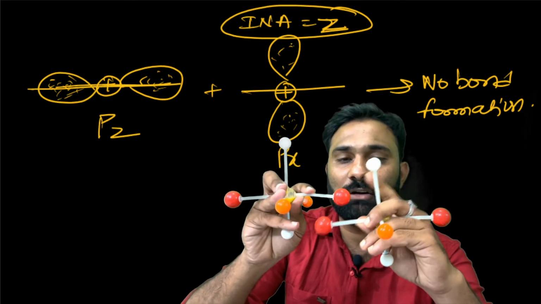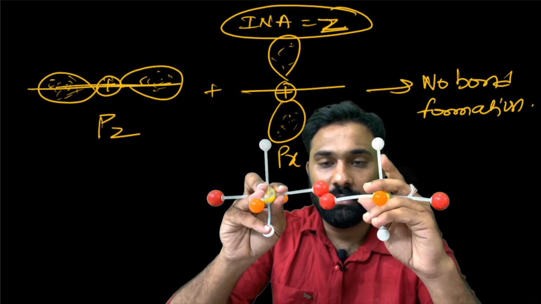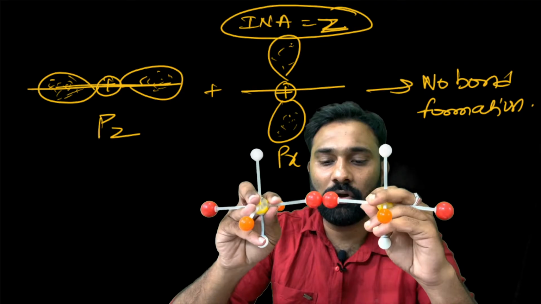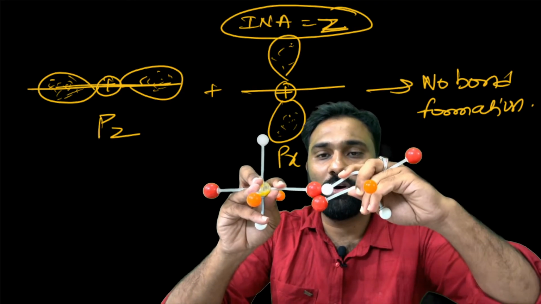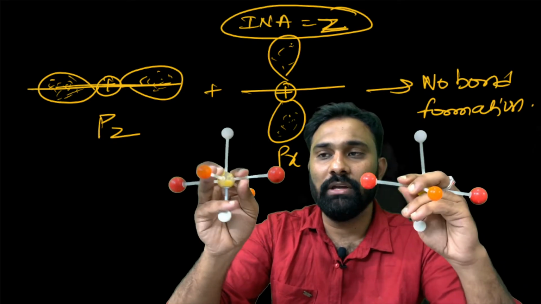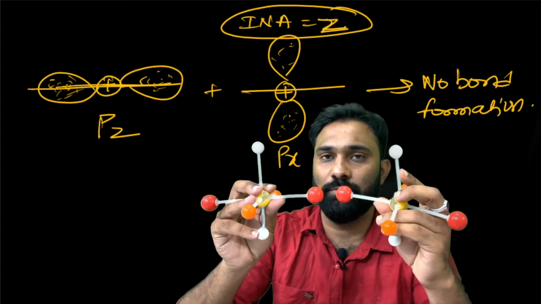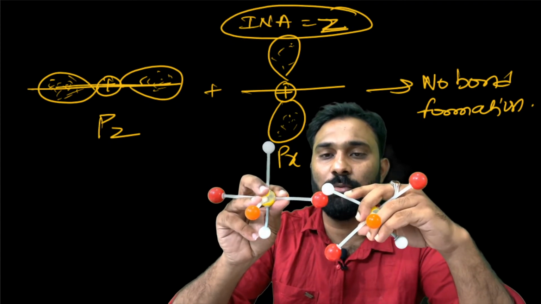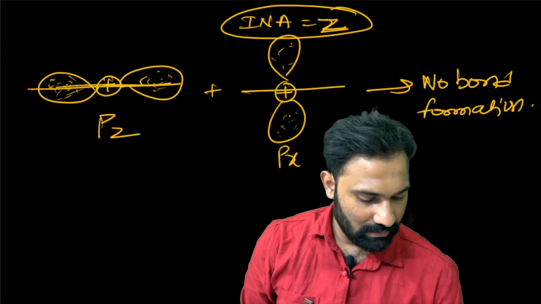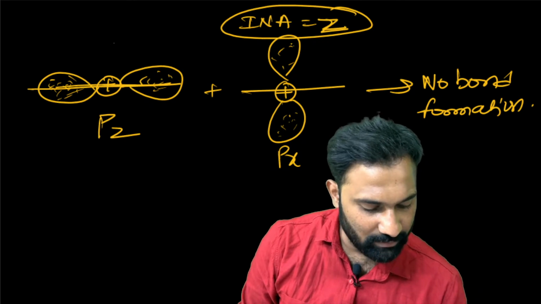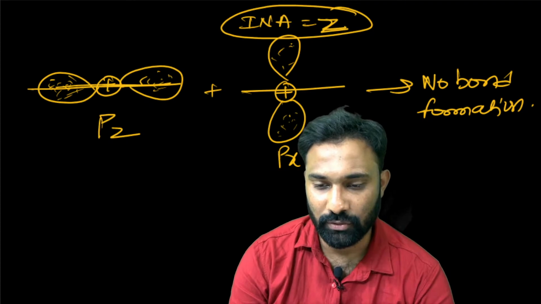When the Pz is approached sideways, it is not getting the electrons. So only two types of overlapping we got. Either head-on overlapping is possible or sideways overlapping is possible. But this type of overlapping is not at all possible, right? Here the electron cloud is there and here the electron cloud is there, but this type of overlapping is not at all possible. So no bond formation will happen if the pz orbital and px orbital are taken. Okay? Right. Good.